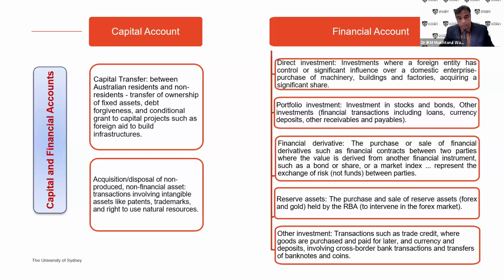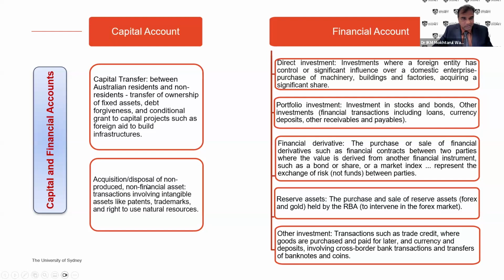So if you look at this capital and financial accounts here, on the left-hand side we have the capital account, and on the right-hand side we have the financial account, in a bit more summative format so that we can see better. The capital account has two things: capital transfer, and acquisition or disposal of non-produced or non-financial assets. Capital transfer means when Australian residents or non-residents transfer their ownership of fixed assets. So somebody buys a house overseas or sells a house, those things. Debt forgiveness and conditional grants on capital projects. So if someone invests money or gives a grant to invest in a capital project, those things will come under capital transfer of the capital account.